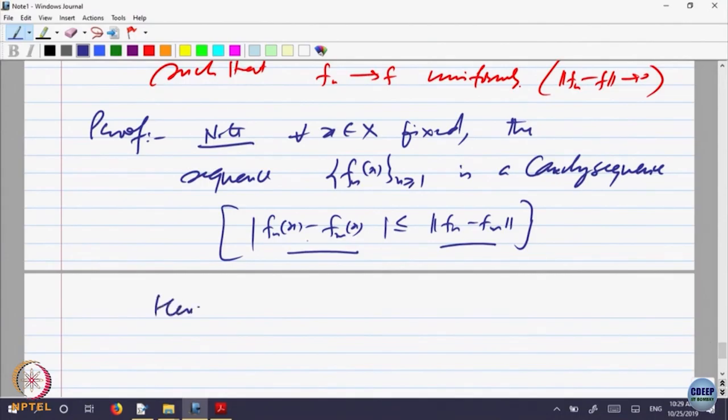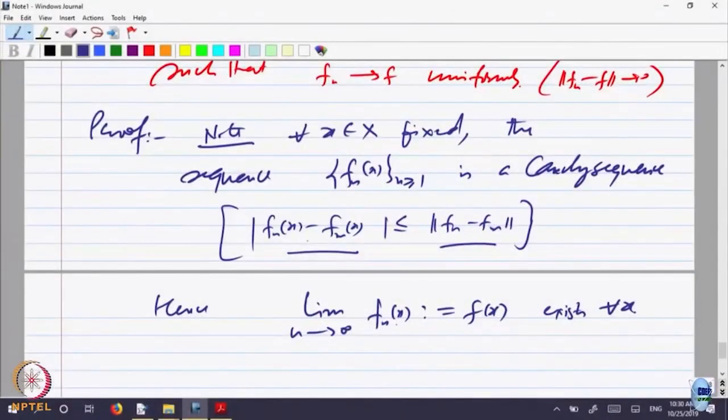So, that proves that because f_n is given to be Cauchy in the L infinity norm, it implies pointwise Cauchy, and hence the limit as n goes to infinity of f_n(x) exists for every x. For every x fixed, f_n(x) is a Cauchy sequence, so it must converge. That limit I call f(x). So, for every x that is convergent, it has a limit, right? The limit is given a name, it depends on x, so it is a function of x. So, let us call it f(x), for every x.